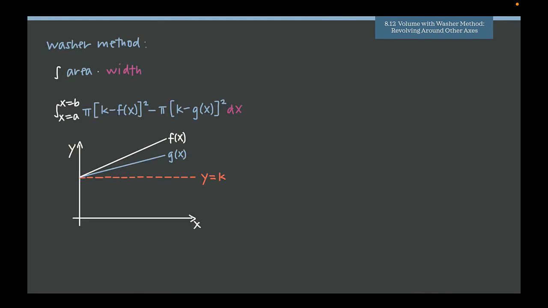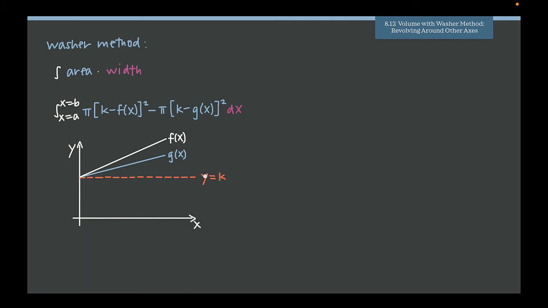So in topic 8.12, we're talking about washer method, but we're revolving around axes of revolution other than the x-axis or the y-axis. But of course, as with all of these volumes of revolution problems, we're still focused on this integral here, the integral of area times width. The only tricky part is figuring out this area. We already know width is dx or dy.